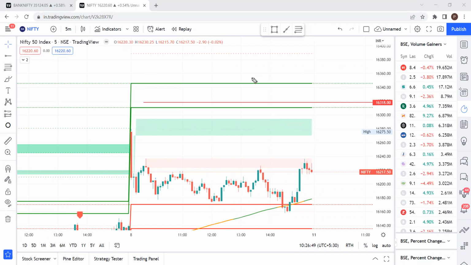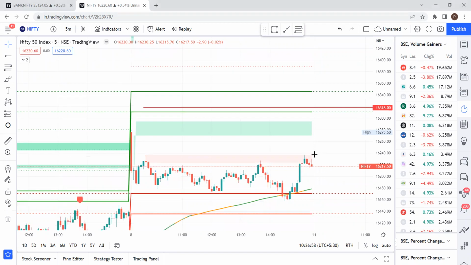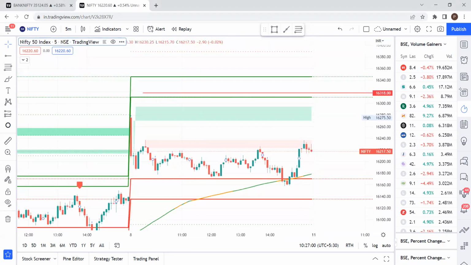Even if it crosses above, I don't take a trade. For me, how I take a trade is, my trade-taking area is this area. This is my important area for taking a trade, because when I take this trade, I will be getting good results.